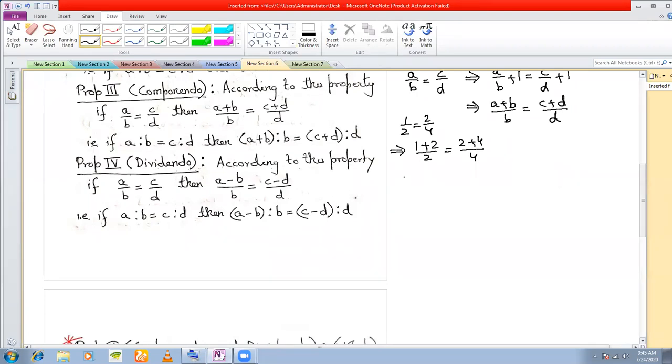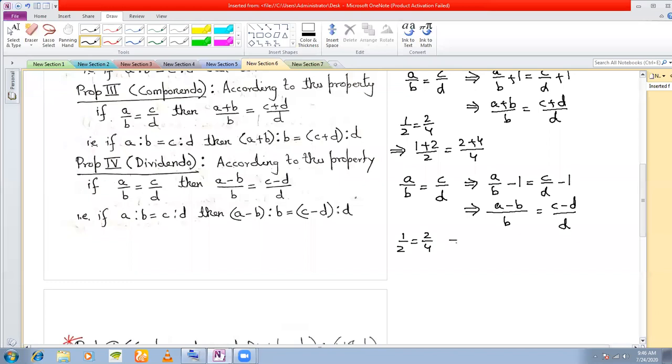Dividendo, same thing. Given a proportion A by B is equal to C by D, if I subtract 1 from both sides, A by B minus 1 is equal to C by D minus 1, and then take the LCM, you get (A minus B) by B is equal to (C minus D) by D. This property is called dividendo. Say I have half is equal to 2 by 4, then I can write (1 minus 2) by 2 is equal to (2 minus 4) by 4. This is what the property is.